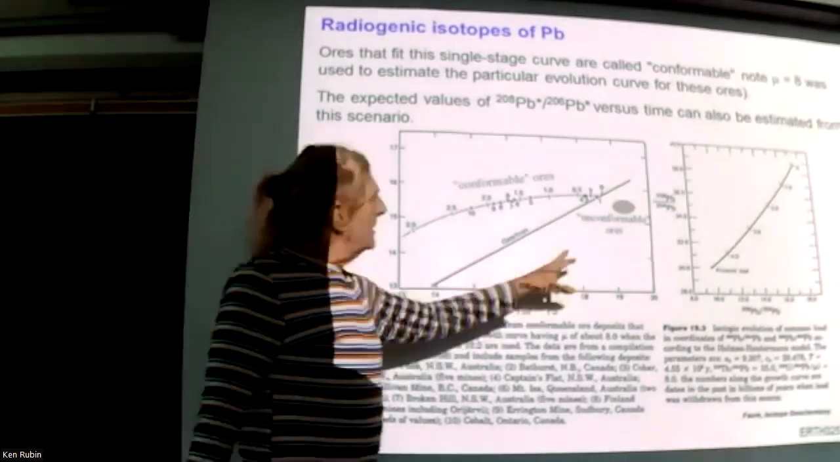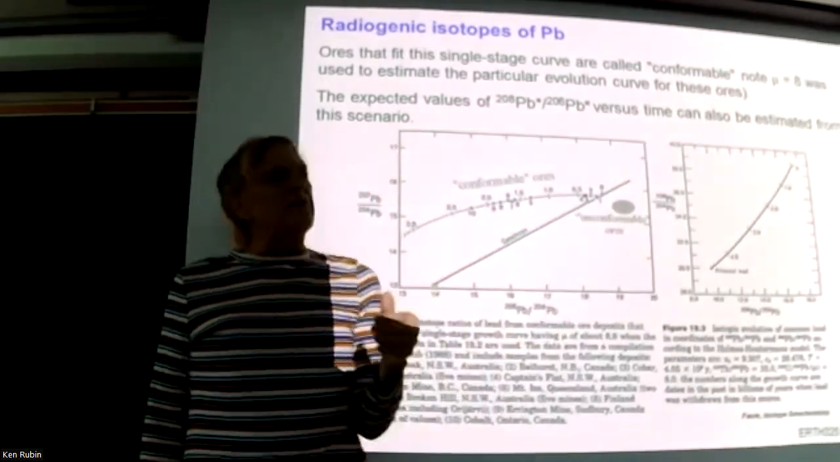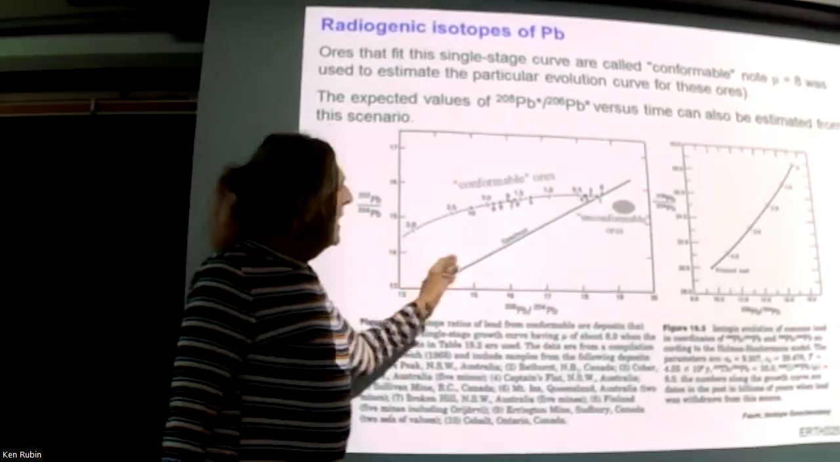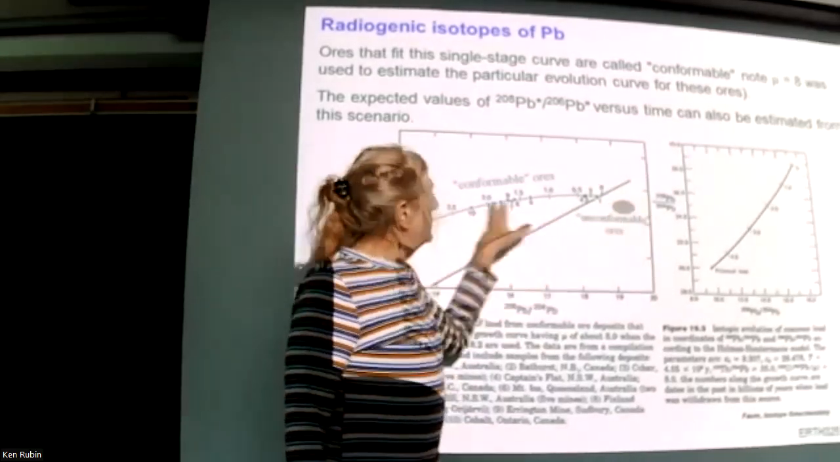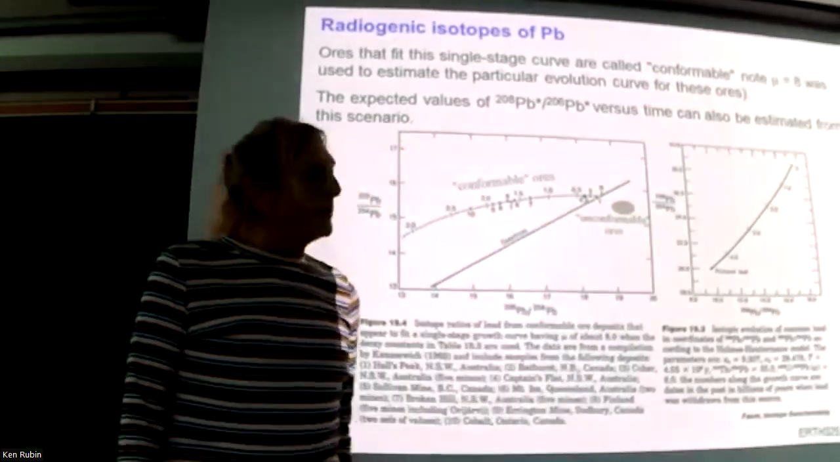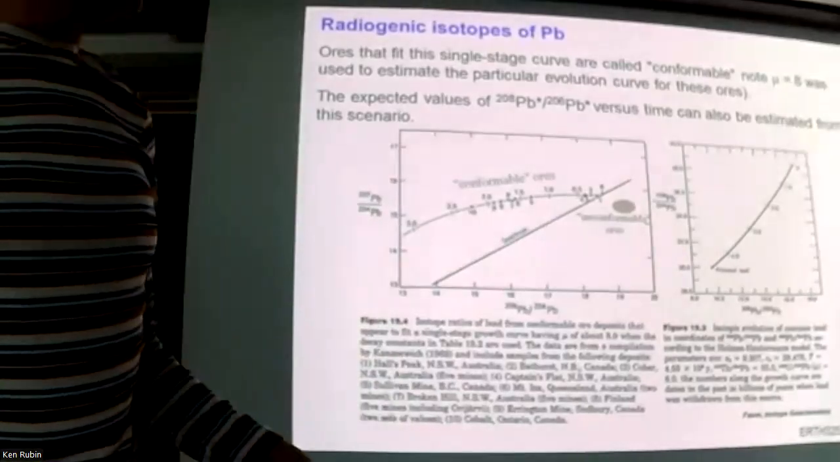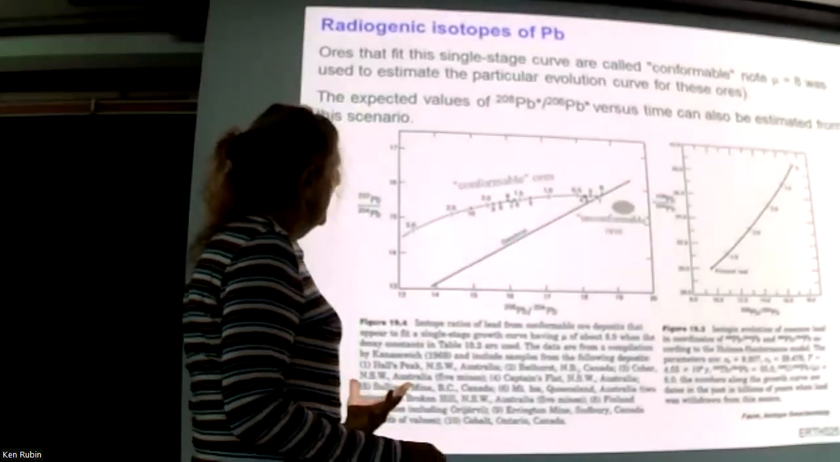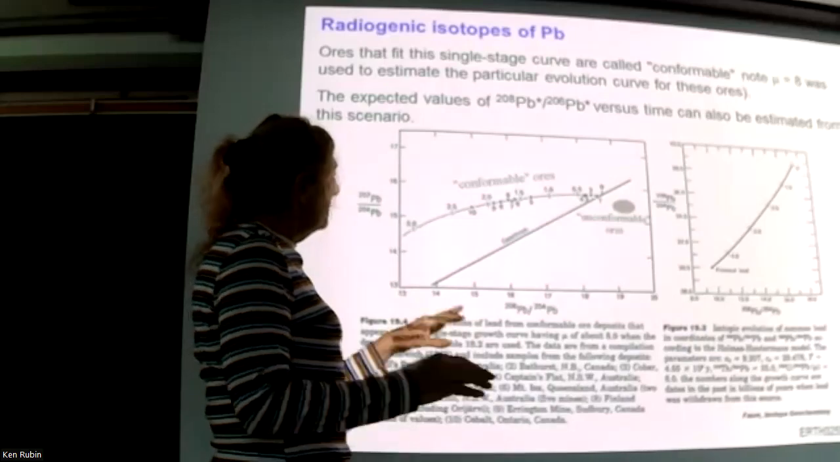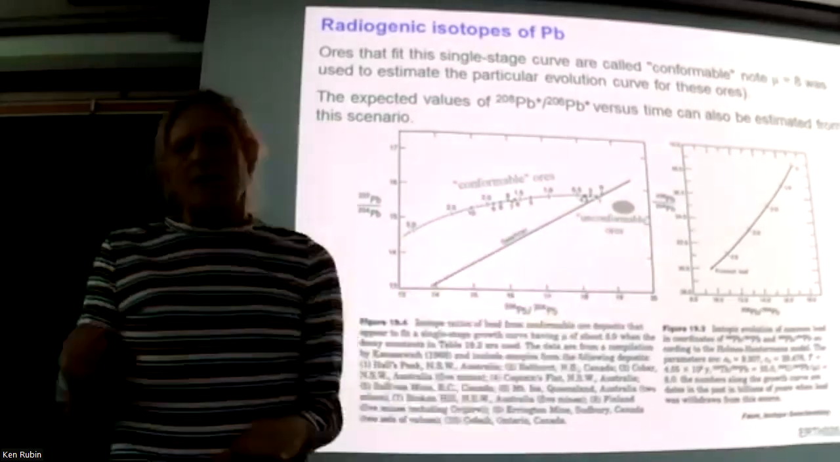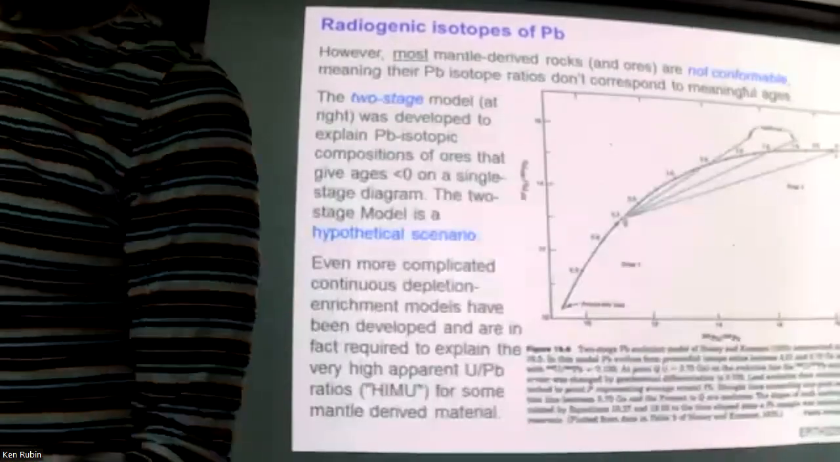I added in a little spot over here for what are called unconformable ores, which are things that have negative ages, right, because they sit to the right of the geochron. But our assumptions about primordial lead, and our assumptions about, at least for these samples, how they formed, fit with all that stuff I just talked to you about.